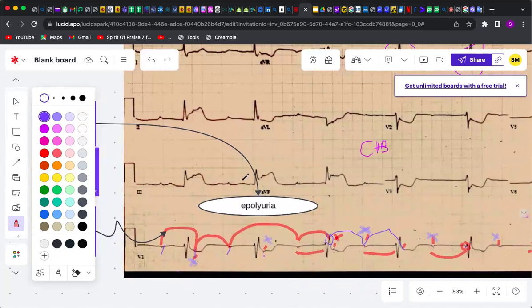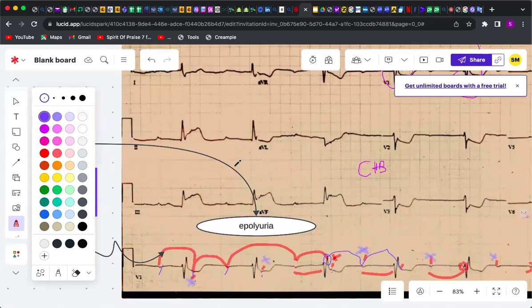Okay, so in this case, in Mobitz 1, there's no way you're going to have two non-conducted P waves like what we're seeing here. So this cannot be a Mobitz 1. Okay, this cannot be a Mobitz 1. So let's look at the Mobitz 2.